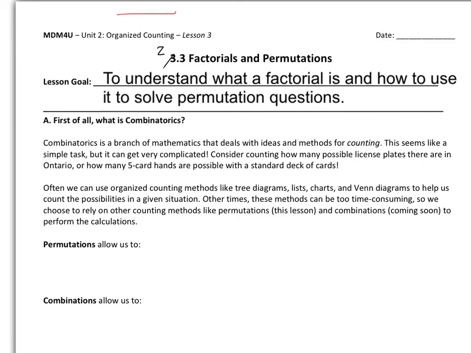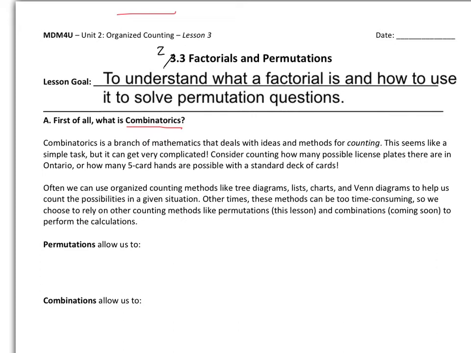First of all, what is combinatorics? Because our organized counting unit is really a unit about combinatorics. So, combinatorics is a branch of mathematics that deals with ideas and methods for counting. This seems like a simple task, but it can get very complicated.